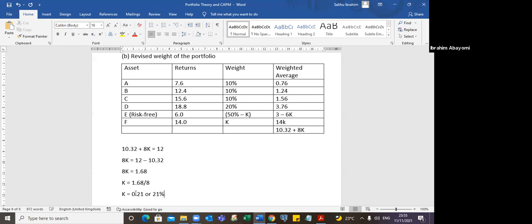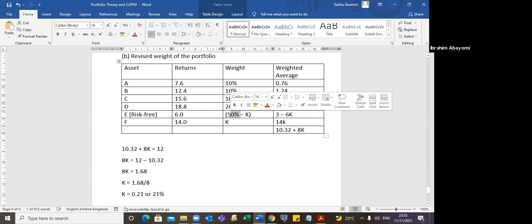What does that mean? It means that if I want to achieve a return of 12% by selling part of my risk-free asset and using the money to buy the market portfolio, I need to sell 21% of my risk-free assets. Whatever the proceeds are, that is what I need to invest in the market portfolio so that I'll be able to get 12% return.